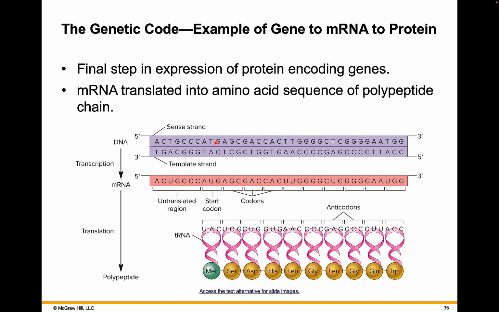And that's why, from the DNA to the mRNA to the translation, the exact sequence of these proteins is embedded in your genetic code.